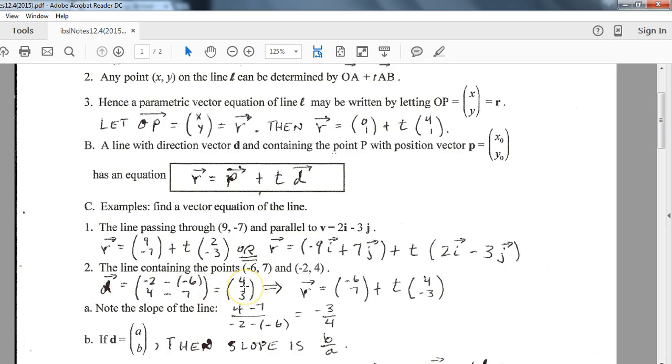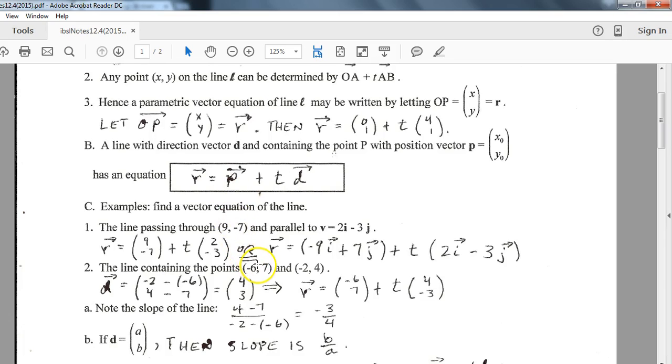For number 2, if we said the line containing these 2 points, again, just consider this equation in terms of y equals mx plus b. We need a point on the line. Typically, we do look at this as the initial point. However, it can just represent any point on the line.